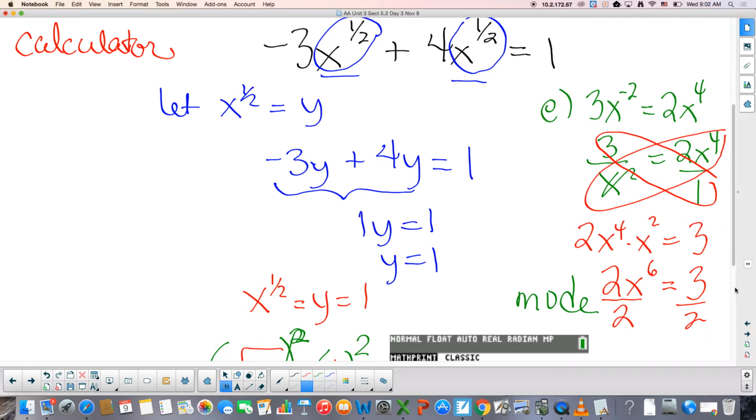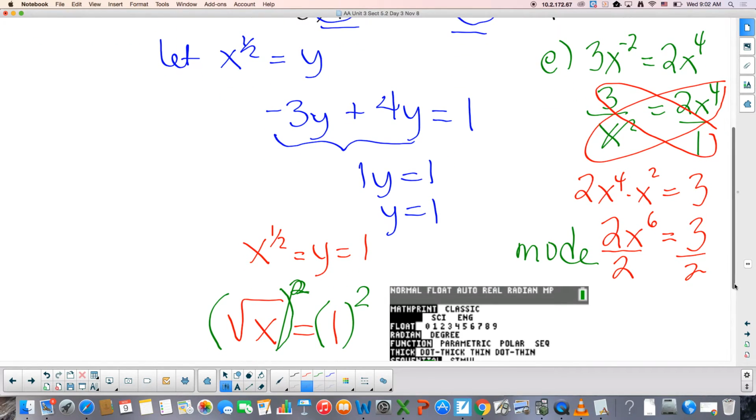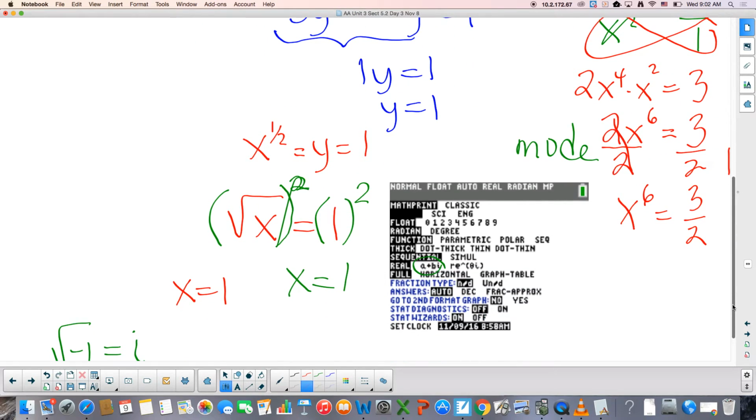Ooh, this looks like a calculator problem. I don't care, you can give me an exact answer. x to the 6th equals 3/2. What's the opposite of taking the 6th power? What root? The 6th. Sorry. So I'm going to take the 6th root of that, and you should be able to do that on your calculator.